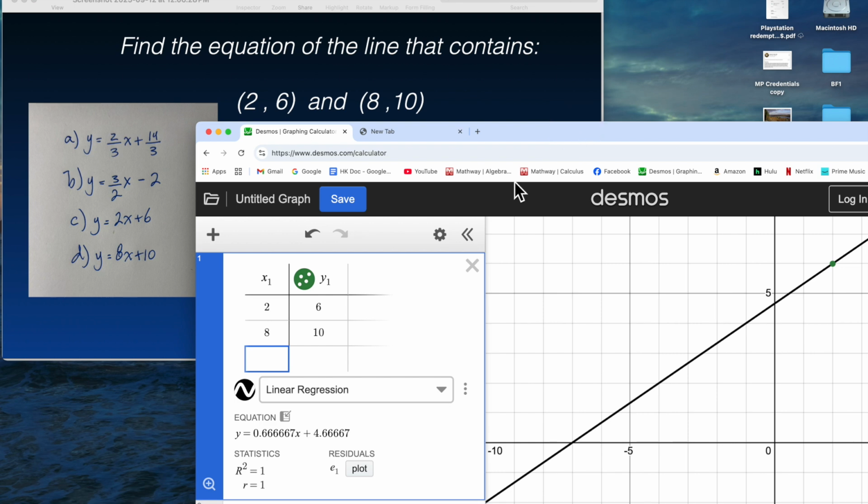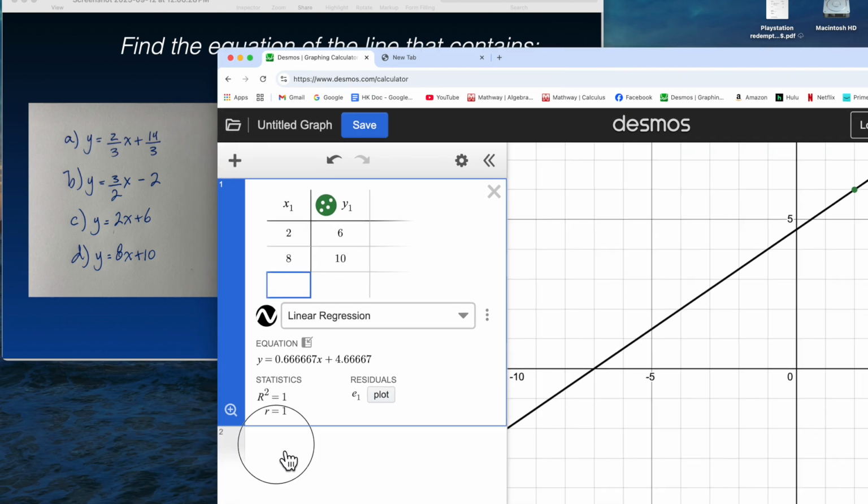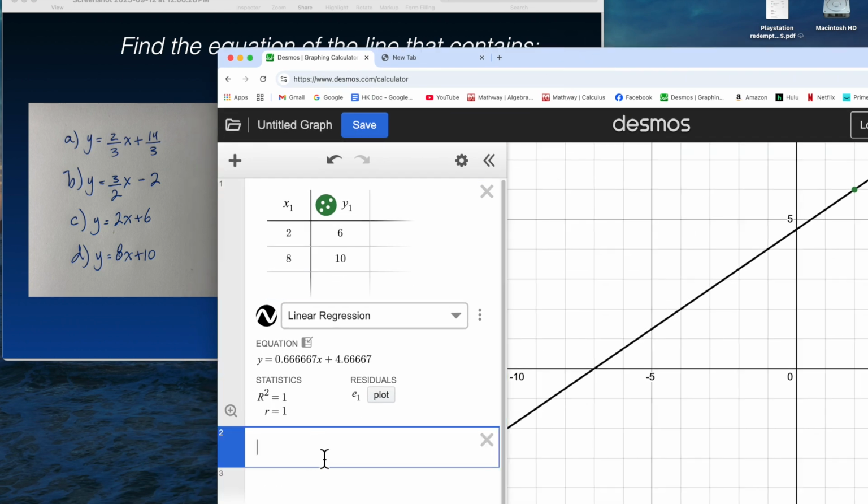Okay, folks, let's say you create this table, you see the linear regression, and you look at this equation. By the way, see these statistics, r squared equals 1. That means it's very sure that that's the correct equation. But suppose you look at 0.6667x and you're not sure which of these fractions it is. You know it's going to be 2/3 or 3/2, but you're not quite sure. So what you're going to use is the decimal to fraction conversion feature that Desmos offers.